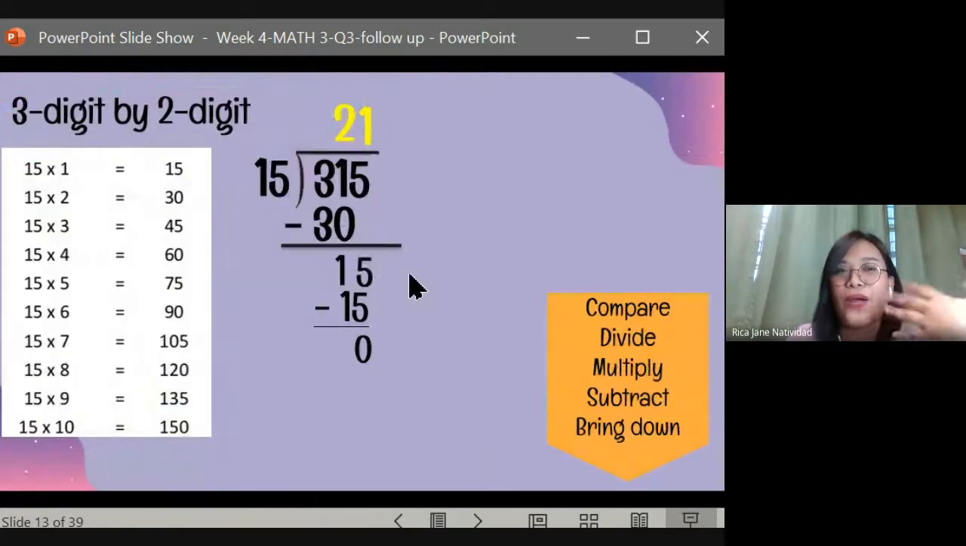21. So I hope you guys know now how to divide numbers without remainder. So that's it.